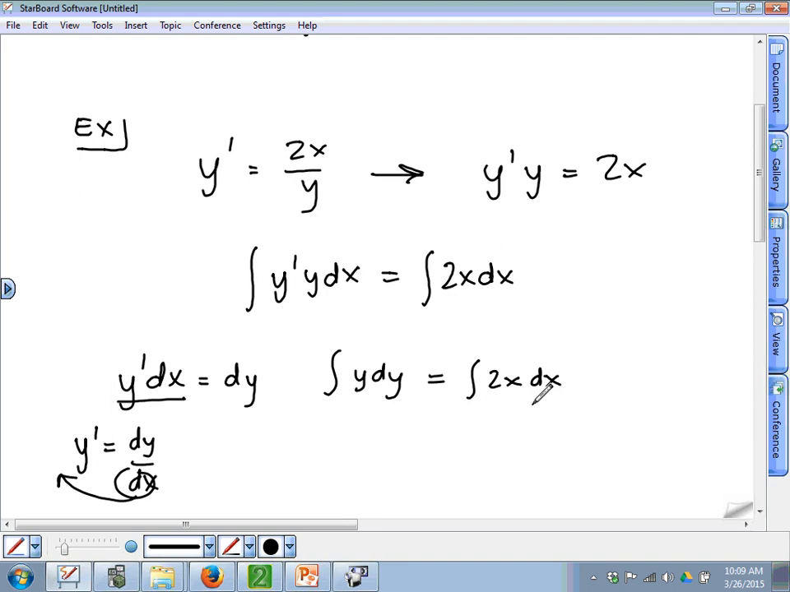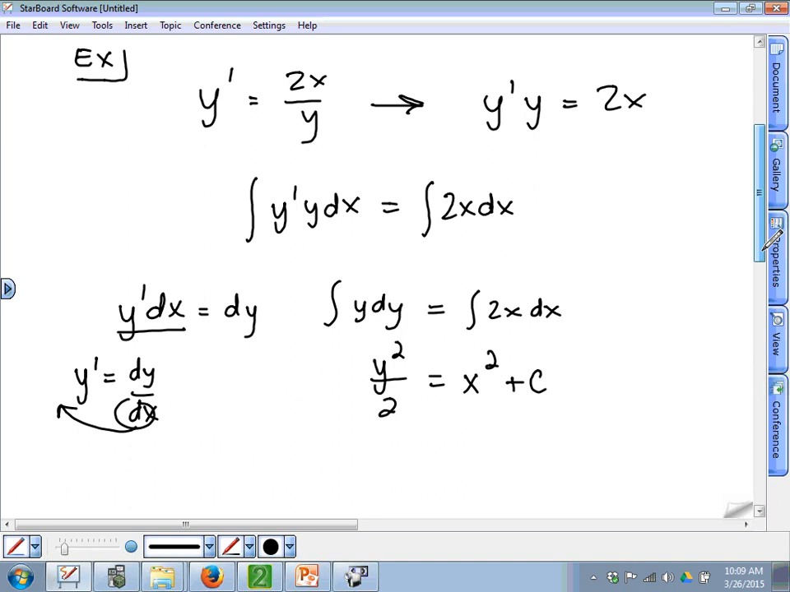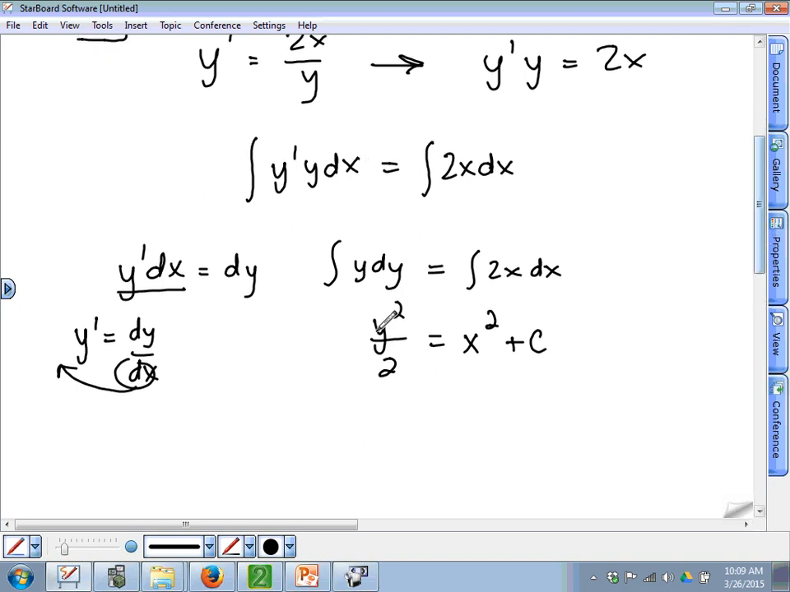Now on the left side, we're not mixing variables. We're taking the integral with respect to y. So it's just y squared over 2 is equal to x squared plus c. When you take an integral, you have to increase the power. And just multiply both sides by 2. So we're going to get y squared equals 2x squared plus c.